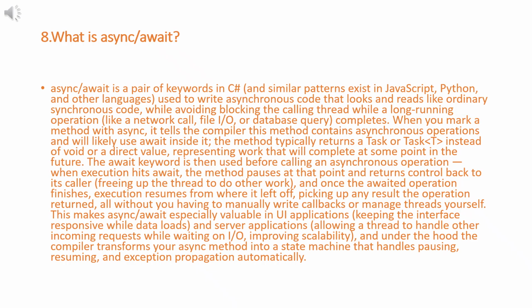When execution hits await, the method pauses at that point and returns control back to its caller, freeing up the thread to do other work, and once the awaited operation finishes, execution resumes from where it left off, picking up any result the operation returned, all without you having to manually write callbacks or manage threads yourself. This makes async, await especially valuable in UI applications, keeping the interface responsive while data loads, and server applications, allowing a thread to handle other incoming requests while waiting on I/O, improving scalability, and under the hood the compiler transforms your async method into a state machine that handles pausing, resuming, and exception propagation automatically.